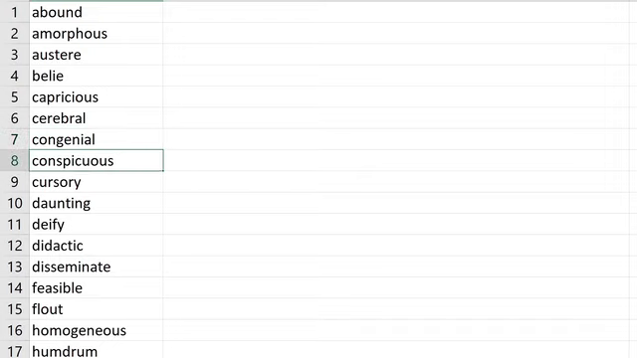Conspicuous means easily noticed. Think about the color red in a sea of white or something. Cursory means to do something without a lot of effort. Again, teenager, right? Daunting means intimidating, not easy, scary, Stranger Things. Deify means to treat somebody like a god. If you deify someone, you respect them greatly.